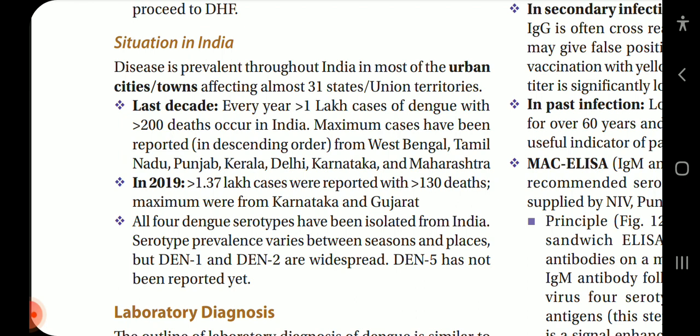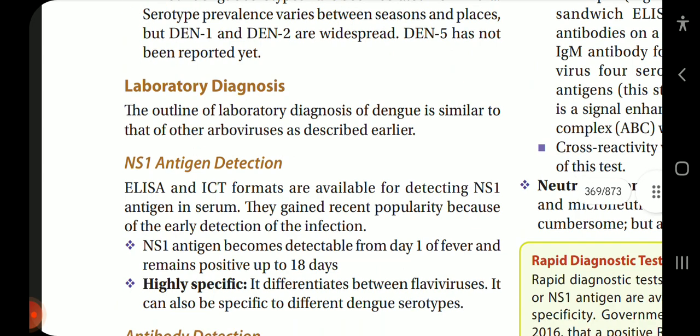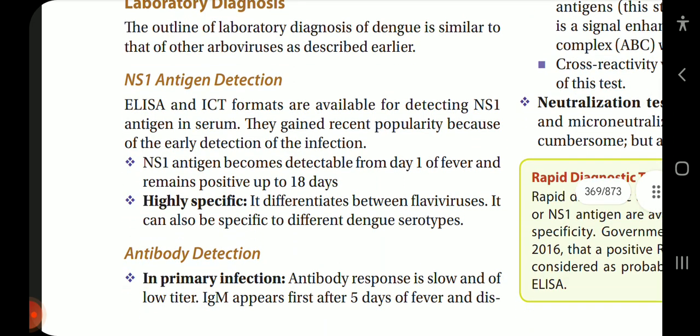All four dengue serotypes have been isolated from India. Serotype prevalence varies between seasons and places, but DEN 1 and DEN 2 are widespread. DEN 5 has not been reported yet. Lab diagnosis. The outline of lab diagnosis of dengue is similar to that of other arboviruses as described earlier.